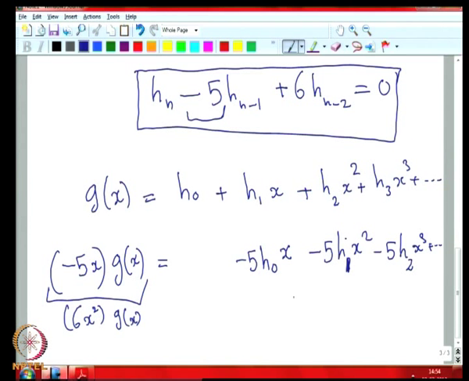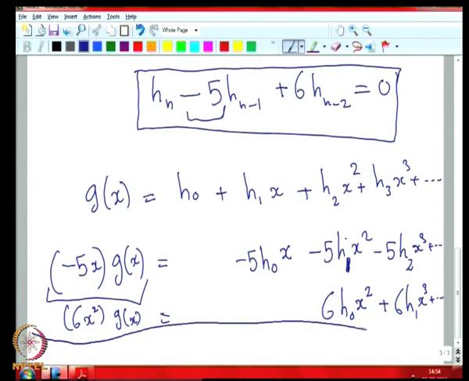So therefore we will write it here: h6 h0 x square, that is the beginning, plus 6 h1 x cube and so on, we can write like this, right. Now what I do is I sum up all these things together. So that means I add this plus this plus, so like this.